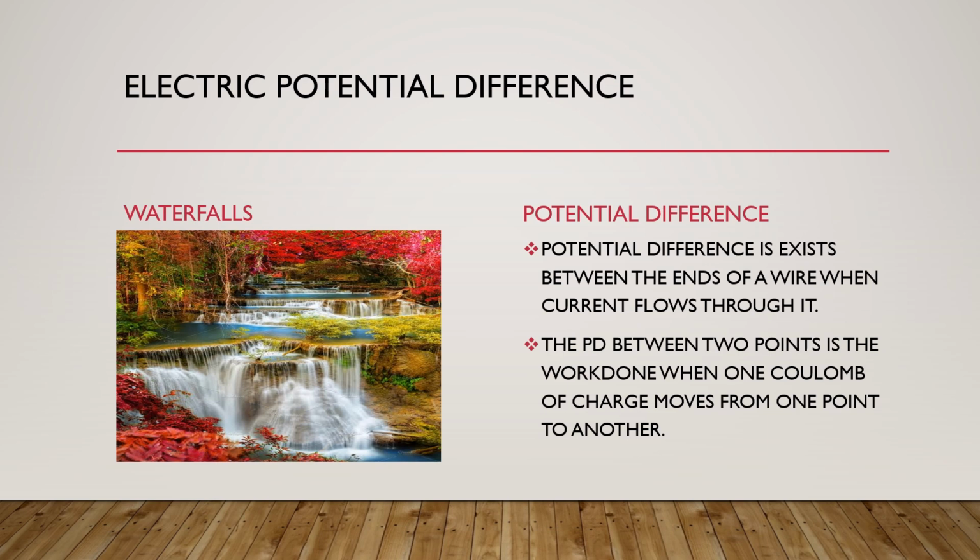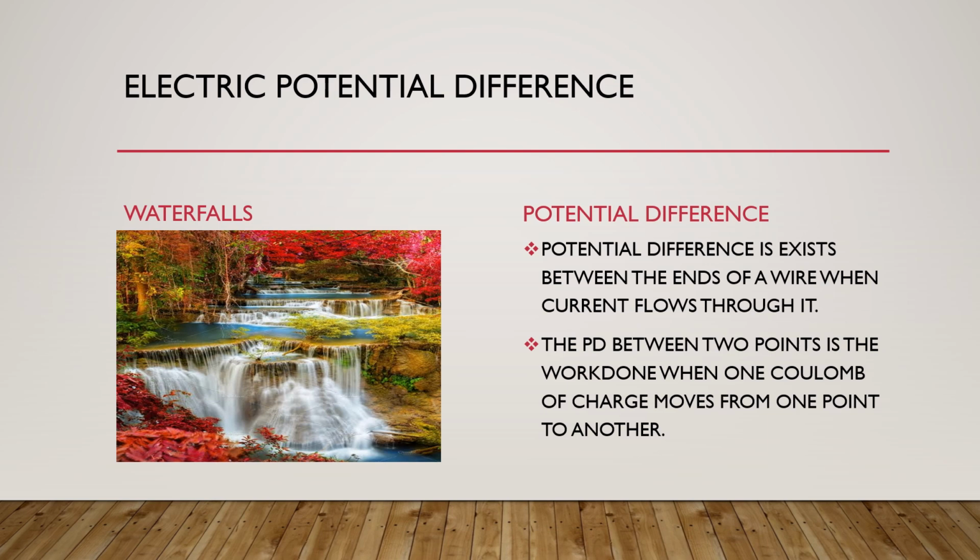Now, what is electric potential difference? In order to understand electric potential difference, let us look at gravitational potential. On the right hand side we have waterfalls, and the water is falling from a position of high gravitational potential to an area of lower gravitational potential. The position which is at a higher gravitational potential has higher potential energy. Therefore, water will flow from a point of high potential energy to a point of lower potential energy. It is not possible for the water to move in the reverse direction.